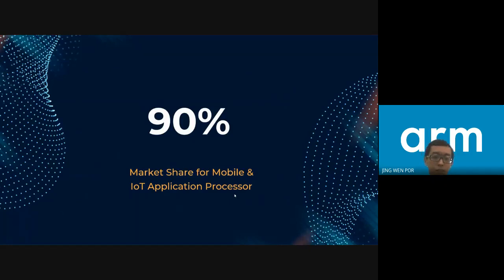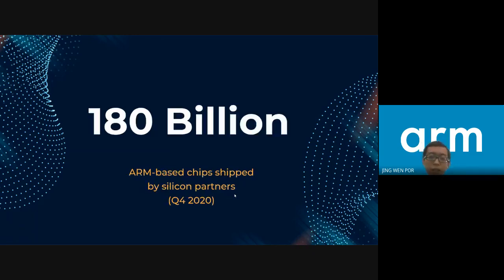in quarter 4 of 2020, ARM reported that a record 6.7 billion ARM-based chips had been shipped to its silicon partners in the prior quarter, equivalent to 842 chips shipped per second. To date, ARM has a total of 1,910 licenses and 530 licensees, with more than 180 billion ARM-based chips already shipped by its silicon partners.